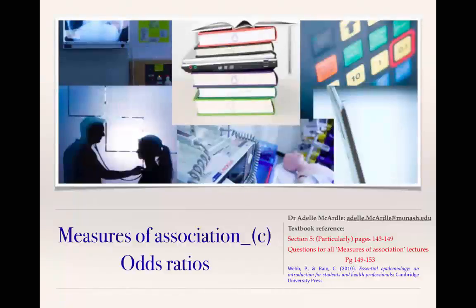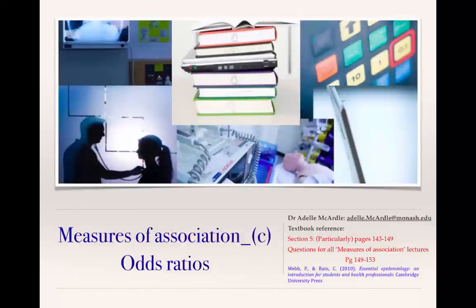Welcome now to our last lecture on measures of association. So we've done cohort studies, we've done absolute risks, attributable risks and relative risks, we've done case control studies, and so now we're completing off the last measure of association, the odds ratios.